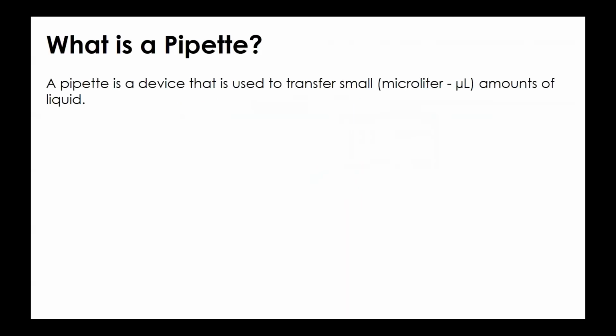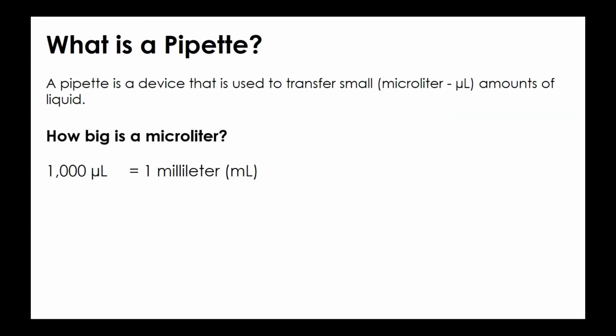So what is a pipette? A pipette is just a device that's used to transfer small microliter amounts of liquid. Well, how big is a microliter? 1,000 microliters is equivalent to 1 milliliter. 1,000 milliliters is equivalent to a liter. So there are actually 1 million microliters in 1 liter.